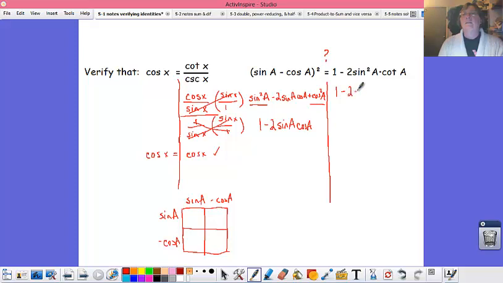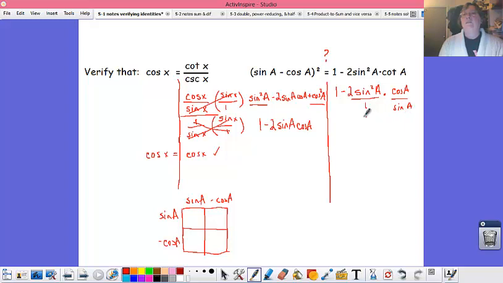Minus 2 sine squared A times a cotangent. You know what, I'm going to just flip that over 1 because I know anything can be turned into a fraction that way. Cotangent is the same thing as cosine A over sine A.